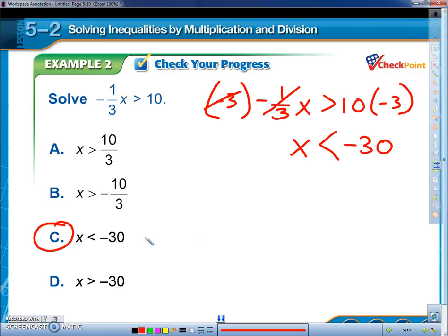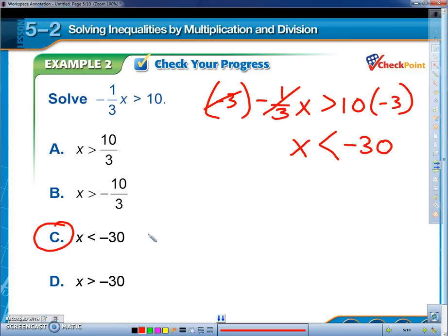And remember, you can check this answer to make sure. So again, I always choose 0. 0 should not give me an answer because 0 is not less than negative 30. So as I put that in here, if I put 0 in, is 0 greater than 10?